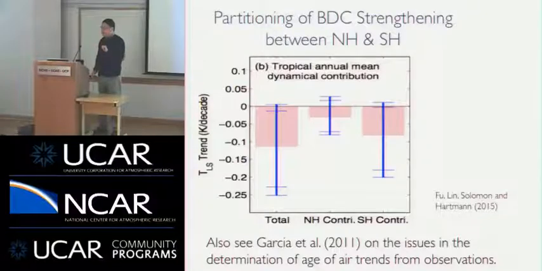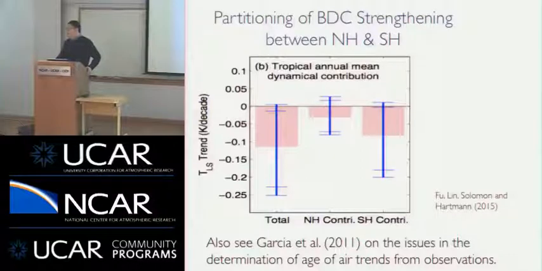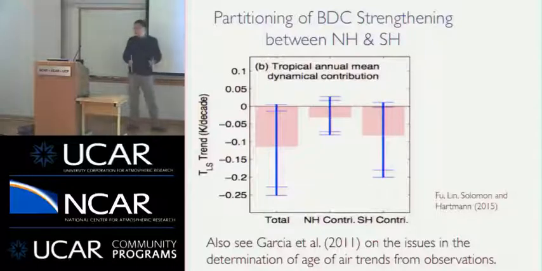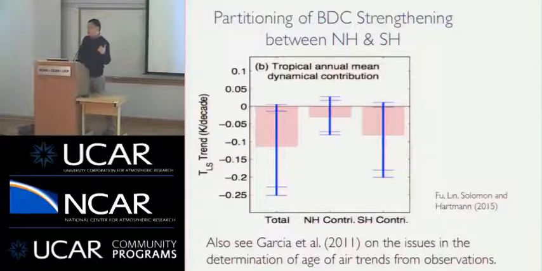So the question is, why would the circulation be increasing more in the Southern Hemisphere than the Northern Hemisphere? I would say it's a response to ozone depletion.